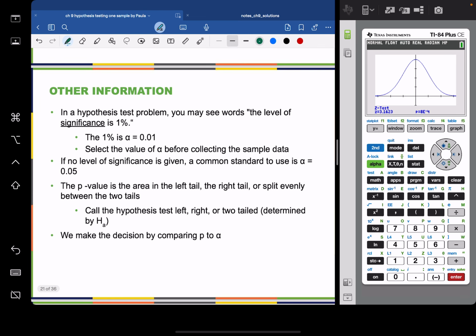Level of significance is alpha. You should select the alpha first before you start getting the sample data. And then alpha equals 0.05 is a default that you can use if nobody says anything about that value. Just default to that one. The p-value is the area in the left tail, right tail, or split between tails.